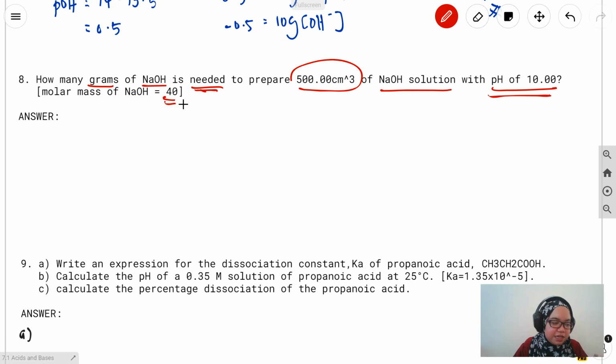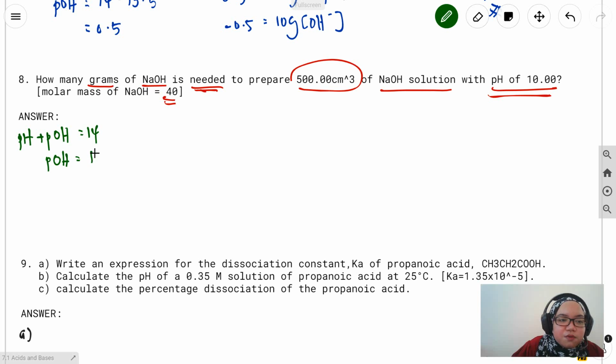So first step, we need to find its concentration of OH minus. How? We use pOH. How do we find pOH? Use pH plus pOH equals 14. So we can find pOH equals 14 minus 10. So we will get pOH is 4.